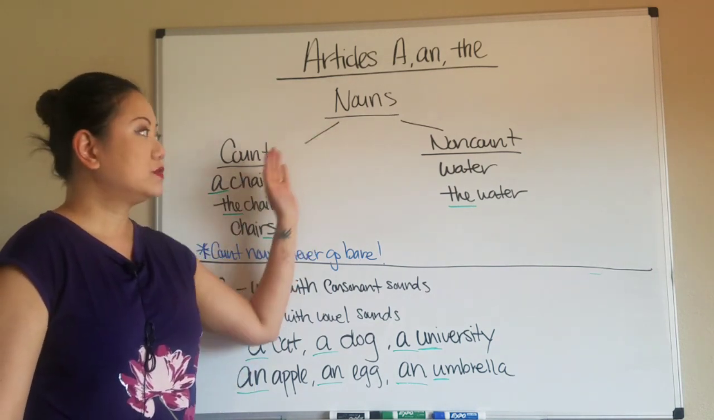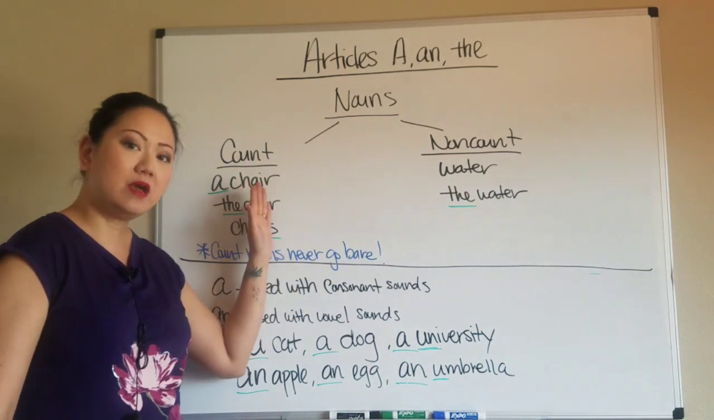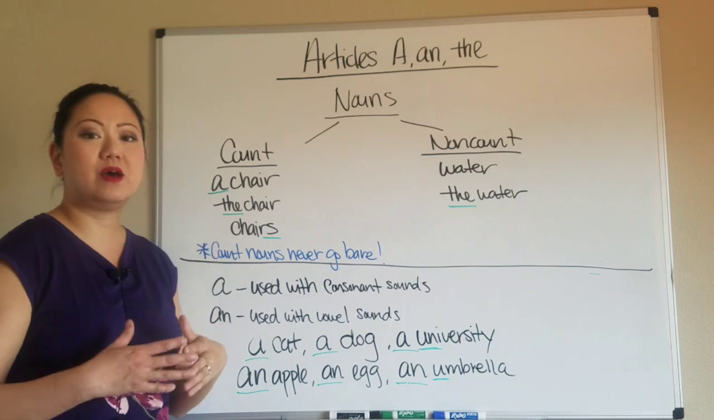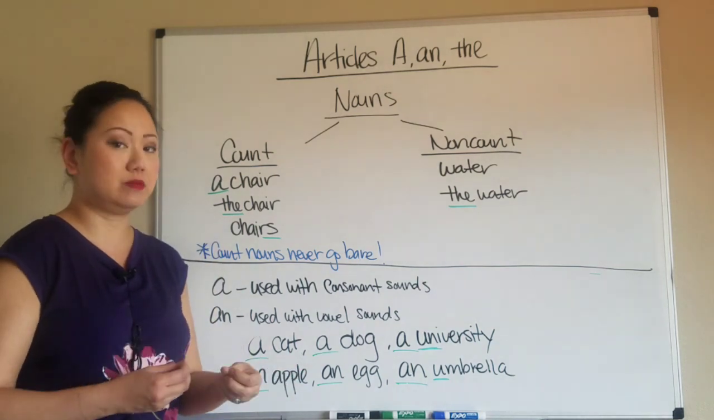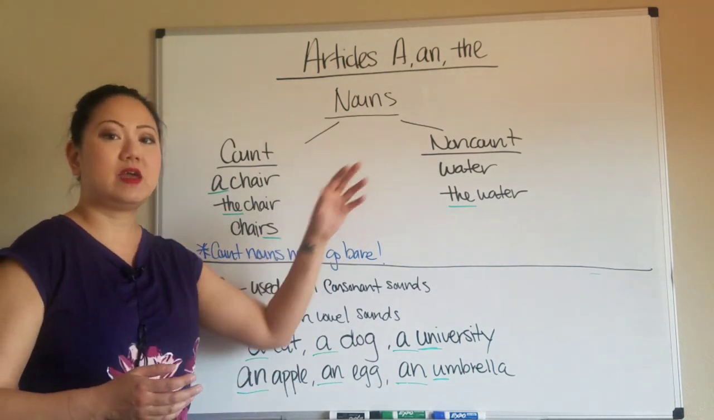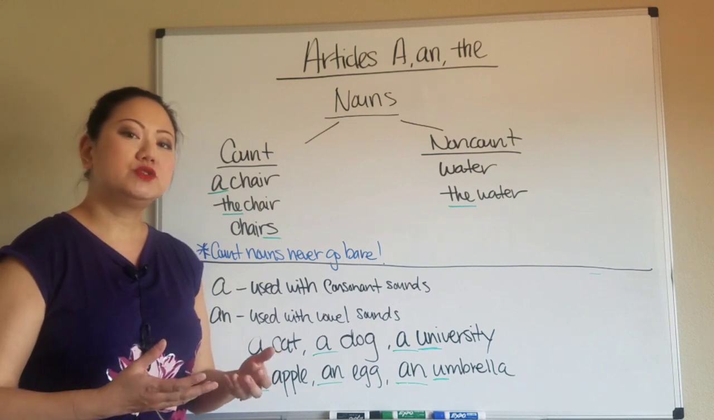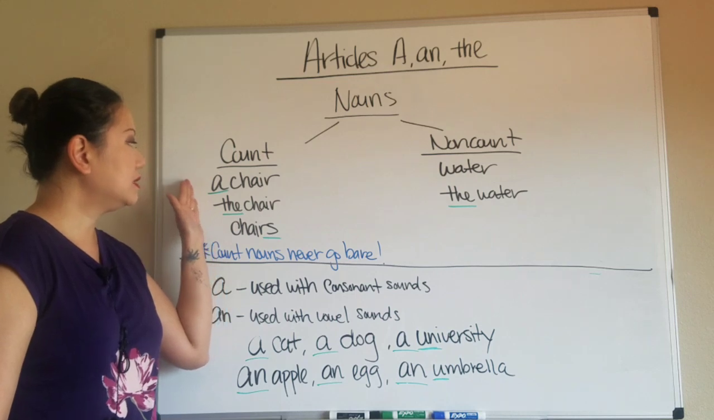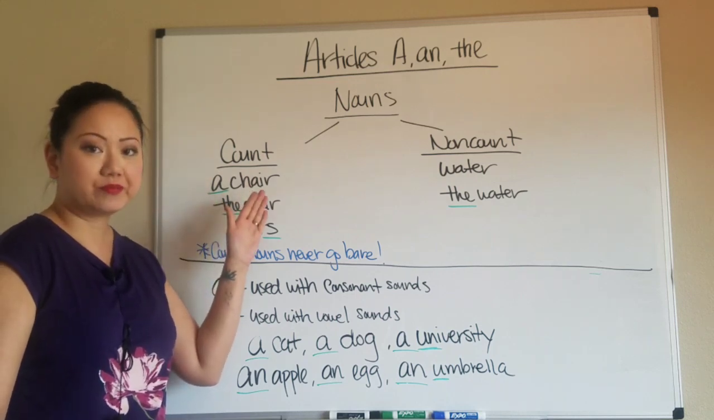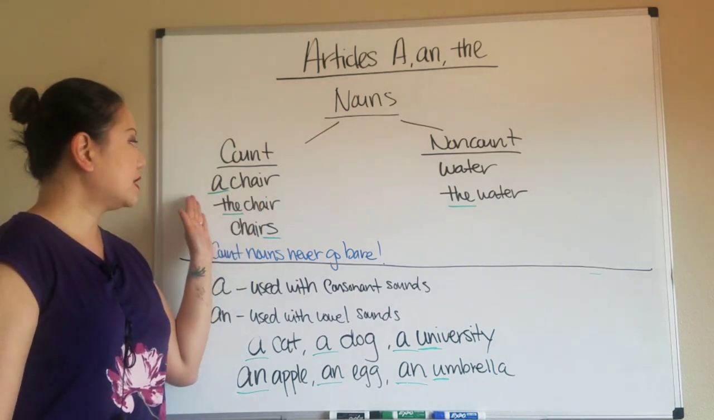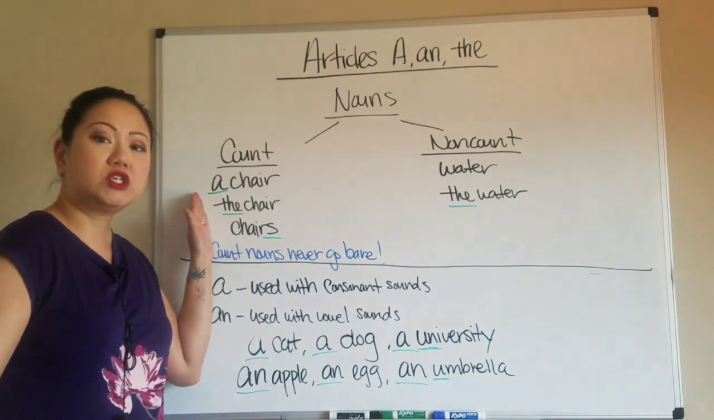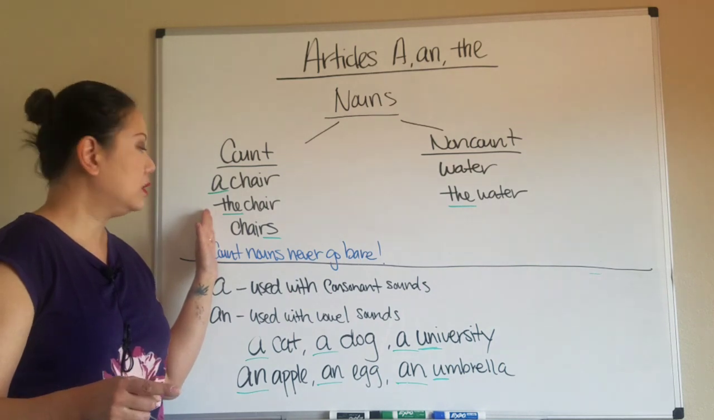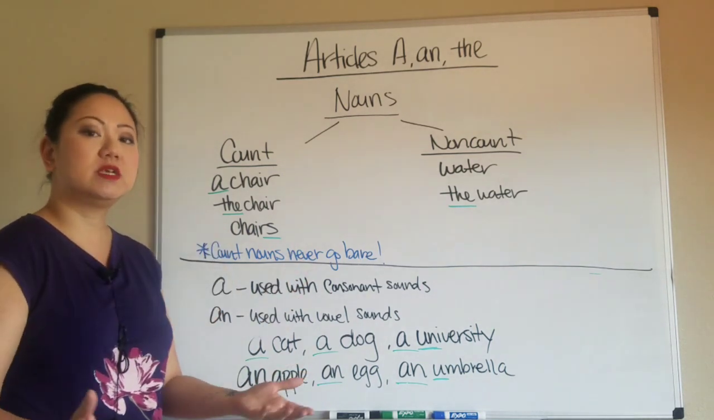Now, nouns have two categories. One is a count noun and one is a non-count noun. A count noun is a noun that is countable, something that can be counted. And non-count is a noun that either you don't want to count because they're too small or they're non-countable. Now, with count nouns, I want to take a look at an example with chair. We can actually use a chair, meaning any chair, or the chair, a specific chair that I'm talking about, or chairs, a group of chairs in general.